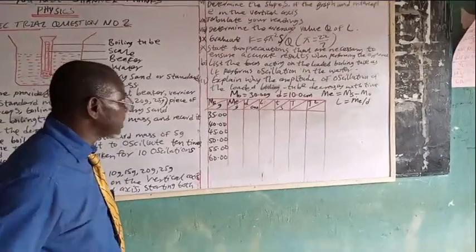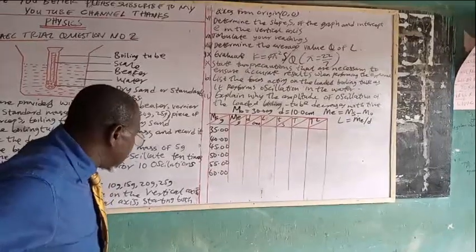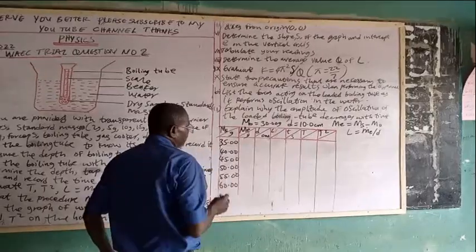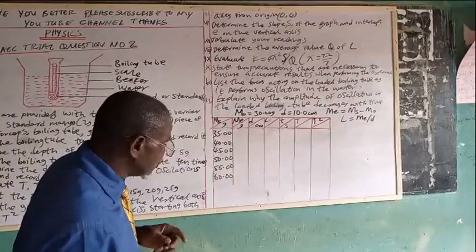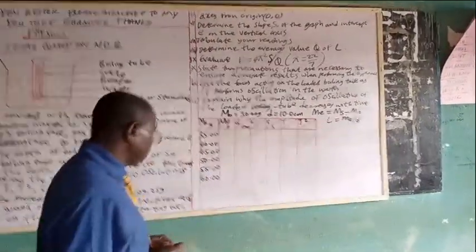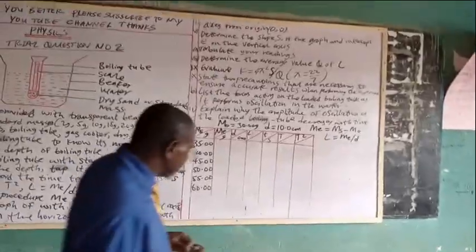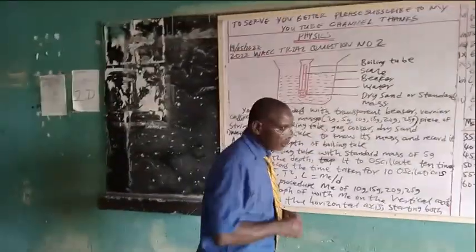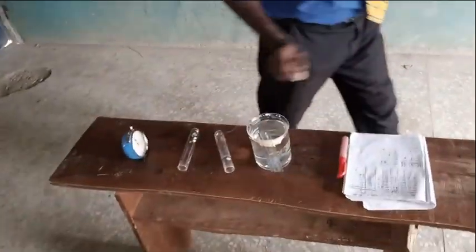B1. List the forces acting on the loaded test tube as it performs oscillation in the water. B2. Explain why the amplitude of oscillation of the loaded boiling tube decreases with time.